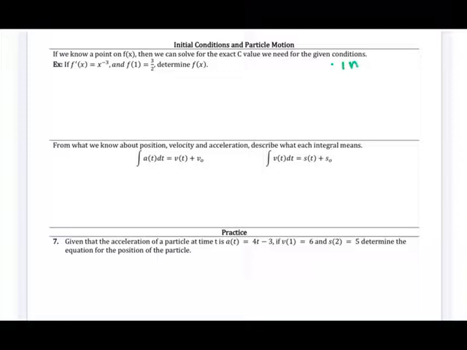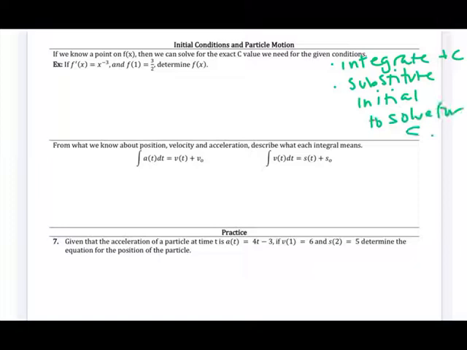You're going to integrate, and you're going to make sure you have plus c. Then you're going to substitute in your initial condition so that you can solve for c. So let's look at some examples involving this.